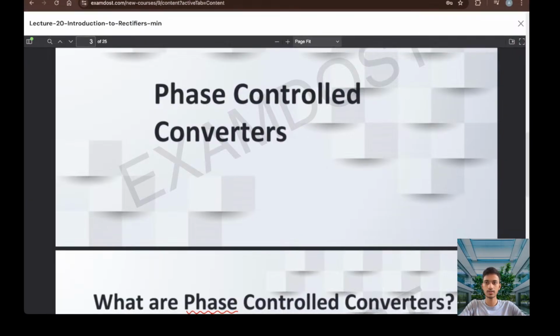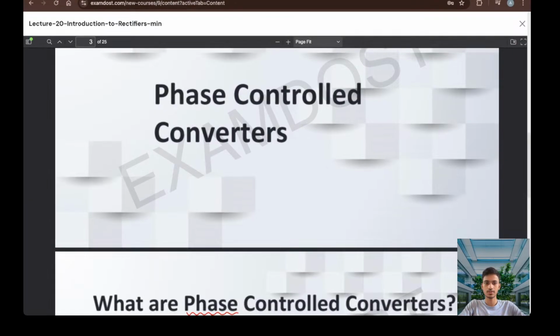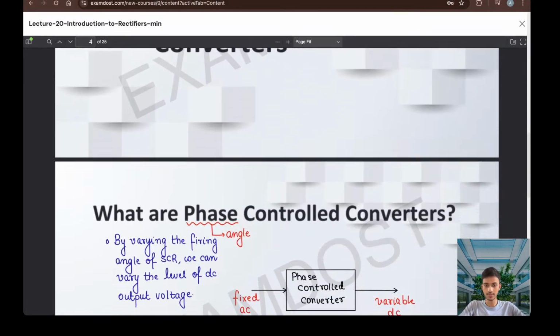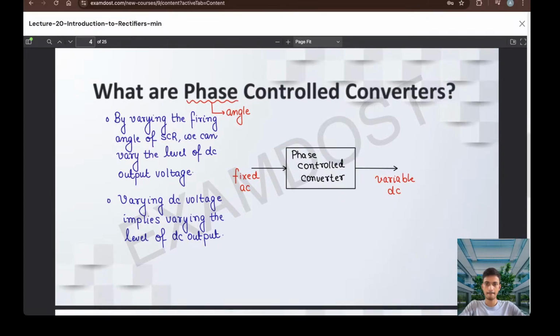So we are studying phase controlled converters. What are phase controlled converters? Phase means an angle. By varying the firing angle of the SCR, we can vary the level of DC output voltage.